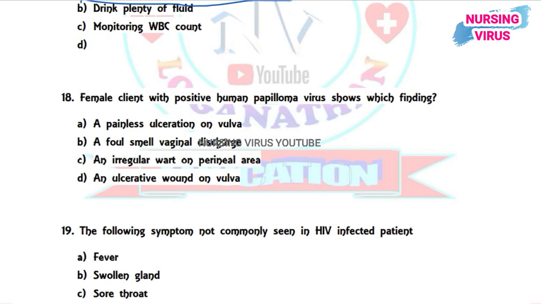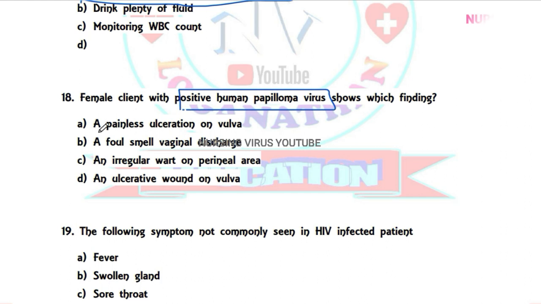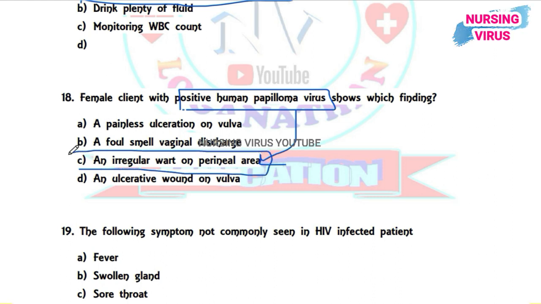So the 18th question: a female client with a positive human papilloma virus shows which of the findings? A painless ulceration on the vulva, a foul-smelling vaginal discharge, an irregular wart on the perineal area, or an ulcerative wound on the vulva. Commonly with papilloma virus, wart formation is more common. So we can go with the irregular wart on the perineal area option.